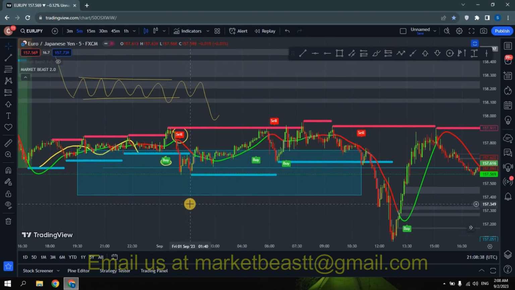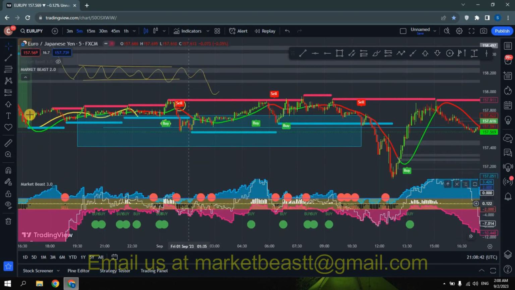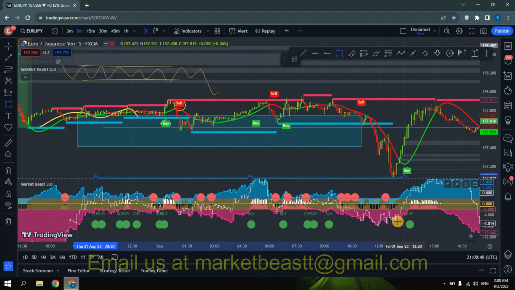Another reason to ignore these trades is from market base 3.2. Look at this zone from here to here. Wait.